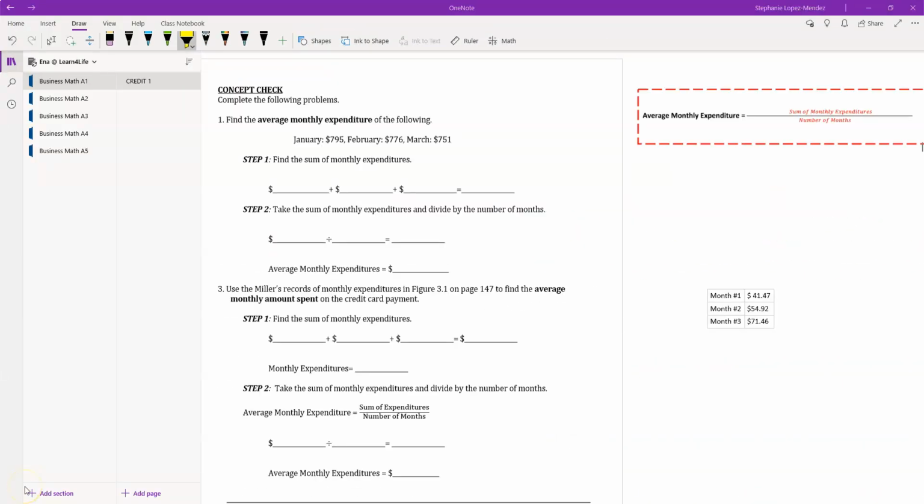So now we go to our concept check. And it says, number 1, find the average monthly expenditures of the following. So we have 3 months. The monthly expenditures for January, that is $795. For February is $776. And for March is $751. So our step number 1 is to find the sum of monthly expenditures.